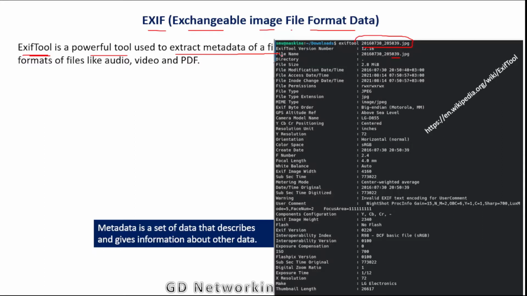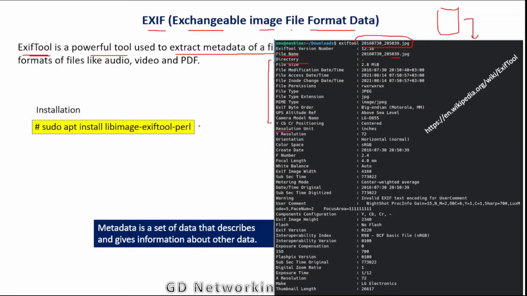Like the file name, directory, file size, file type, MIME type, and resolution, and it can also give information about the camera from which this photo was taken. So there was some photo, and this is the window which shows the data about that photo. Yes, the photo is not there, sorry for that. And you see here, this is the information we can collect using ExifTool.